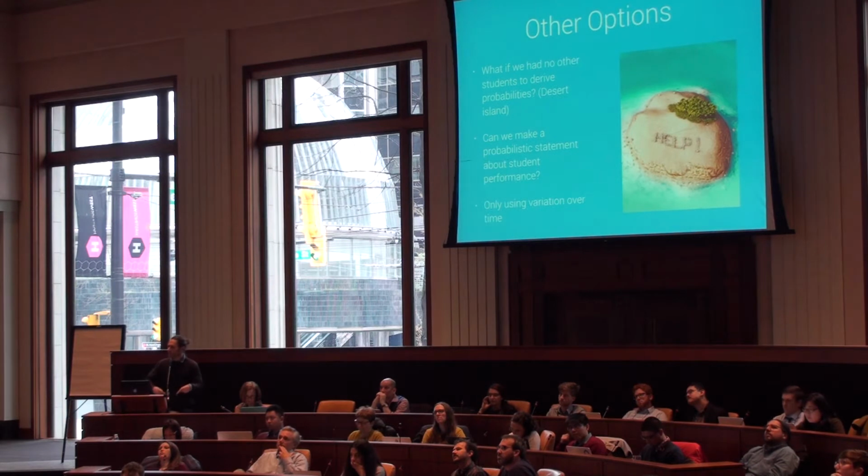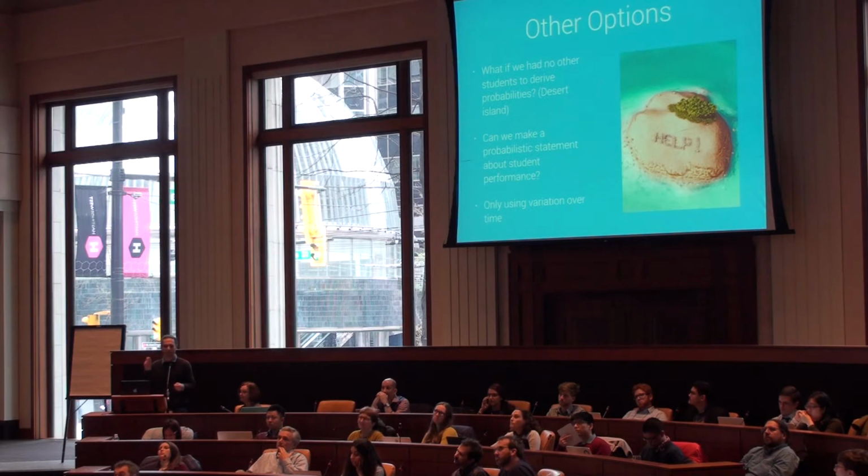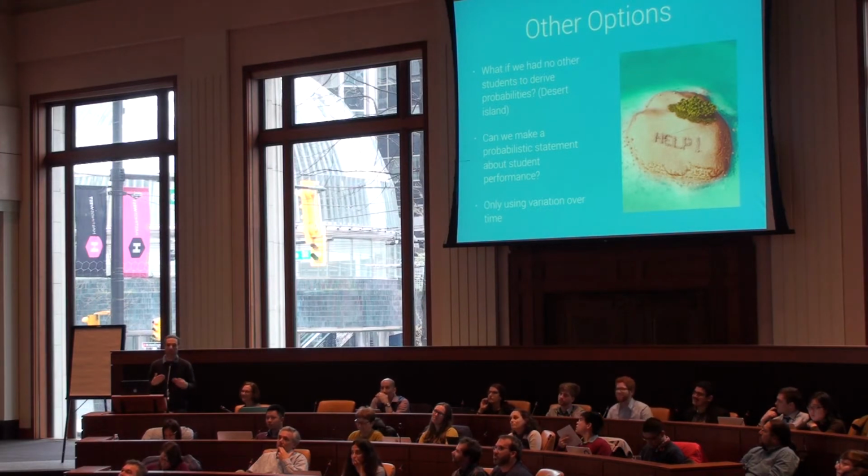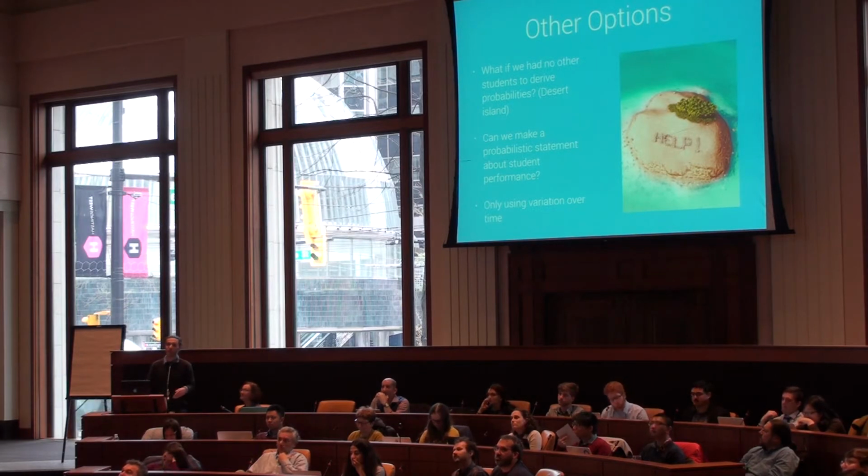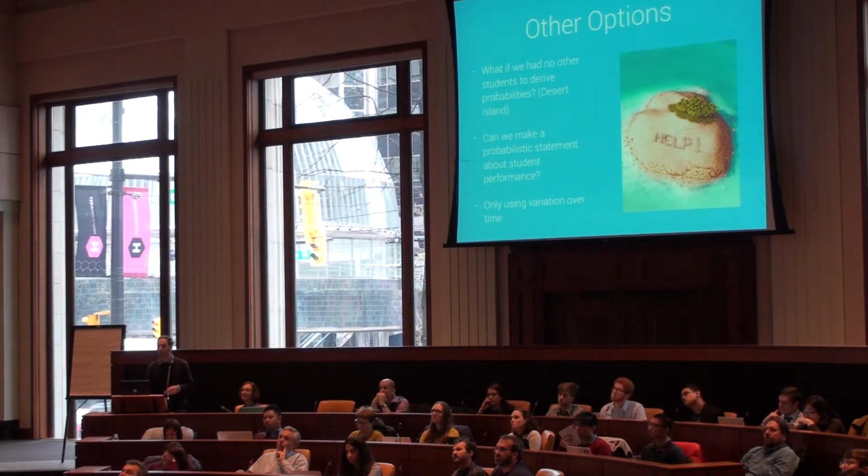But what I wanted to do is ask the question, if we didn't have any other individuals, could we still make some kind of probabilistic statement about a student? If that was the only student that we had, stuck on a desert island with me, worst case scenario for their life, would I be able to make some kind of probabilistic statement about their learning, or what they know? And in that case, the only variation we have is the variation across time, the sequence of answers.